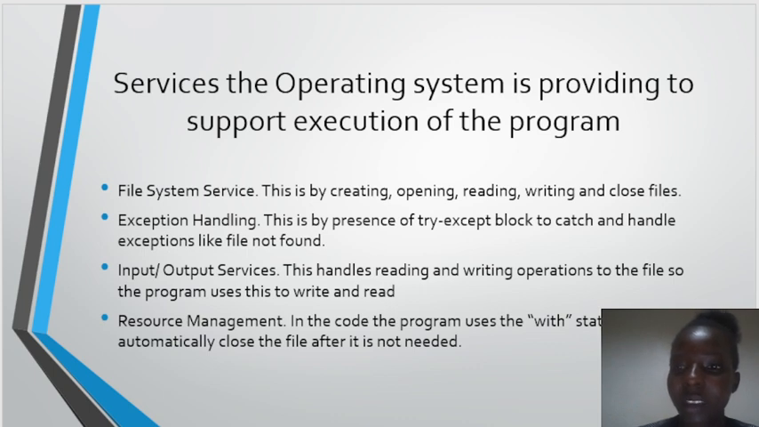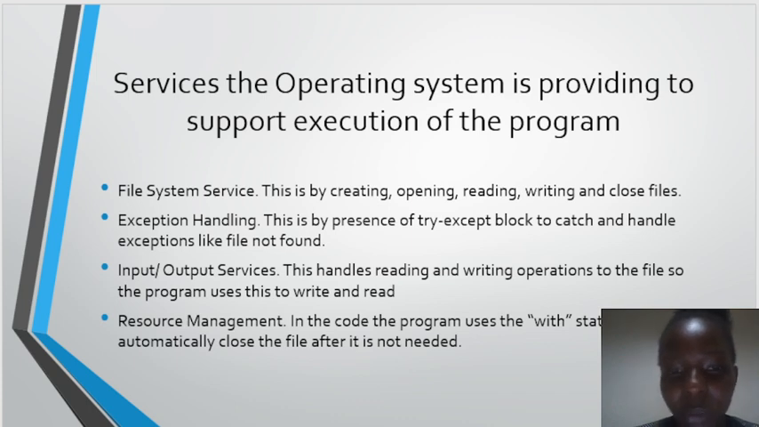One of the services the operating system provides to support the execution of the program is the file system service. It is especially used in creating, opening, reading, writing, and closing the file. All this is done by the file system service, which is aided by the operating system. In that piece of code, it creates the file in a specific location. After creating it, it opens it, and it will be saved somewhere. Of course, when it opens it, it will be empty. Then it will write to it, read whatever is in it, and close the file. All this is aided by the file system service.